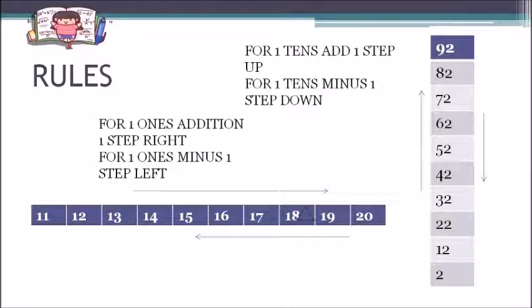हमने ऑलरेडी डिस्कस कर लिया कि कोई भी 2 डिजिट नंबर के दो पोजीशंस होते हैं, एक तो टेंस, दूसरा है वंस। सो टेंस के जो कैलकुलेशन है हम कॉलम वाइज करेंगे एंड वंस के जो कैलकुलेशन है हम रो वाइज करेंगे। So these are some basic rules of the game. Now let's move forward towards the game.